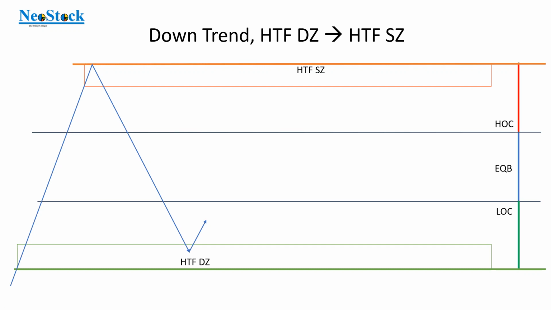In this scenario, can we plan short trades? We can plan, provided ITF price direction should be in our favor. Apart from that, trend should be in our favor. Apart from that, location also should be in our favor. If location is not in our favor, you cannot plan the trade.